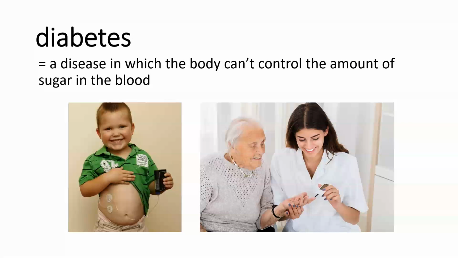The next word is diabetes. Diabetes is a disease in which the body can't control the amount of sugar in the blood, and it sometimes happens in children. And these children have a problem with their pancreas. They don't have the right kind of chemicals in their blood, so they get a special pump that can put insulin into their blood to solve their problem. And if you're older and you get diabetes when you're older, then you often have to check your blood sugar several times a day to make sure everything's fine.